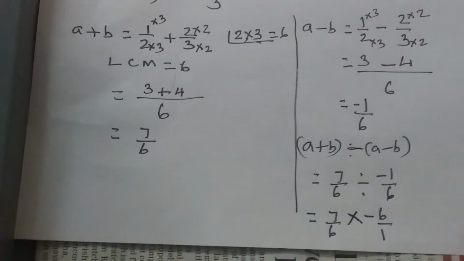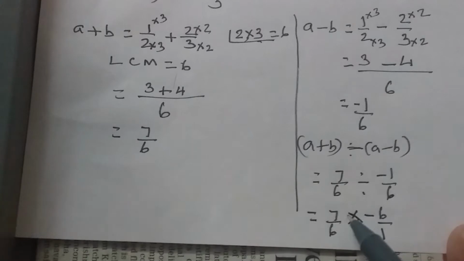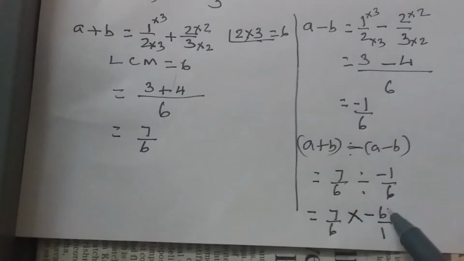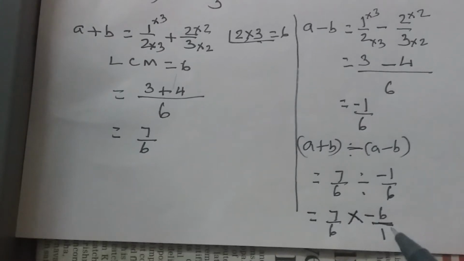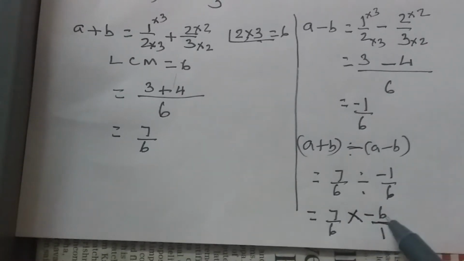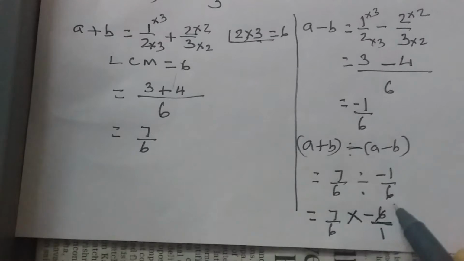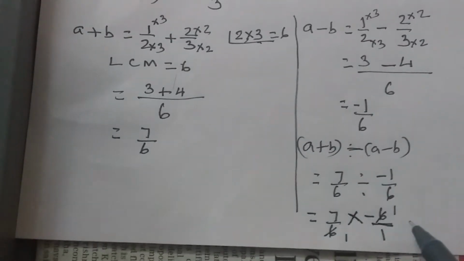What's the next step? Cancelling by the common factor. So 7 and 6, there is no common factor. 6 and 1, it is dividing by 1 only. You get the same number. So check cross 6 and 6. Both are divisible by 6. 6 ones are 6, 6 ones are 6. That's all.